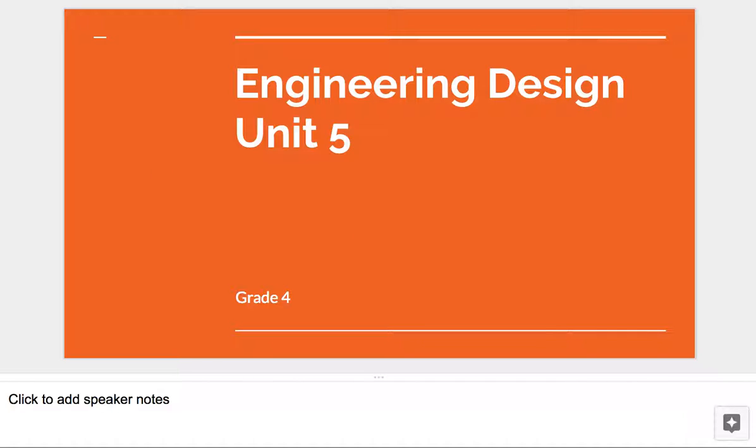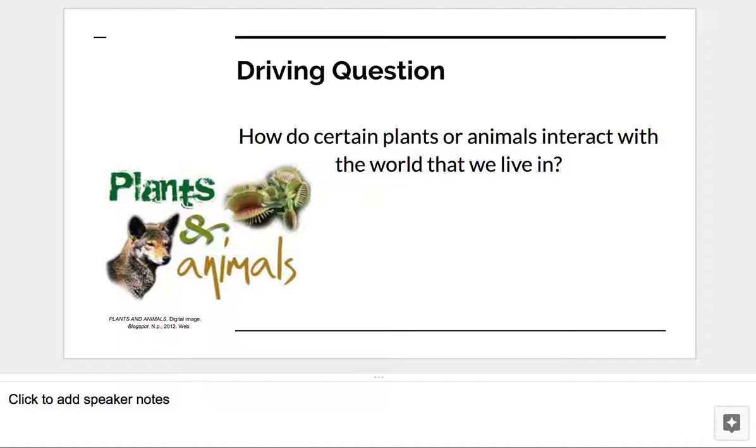As we go through the first couple slides here, I'm just going to go over what your goals for this are going to be. First of all, you're going to create something to do with plants or animals. Your driving question for this unit is going to be, how do certain plants or animals interact with the world that we live in? So again, it's a very broad question, but you need to think of something that's going to be more exact about plants and animals.